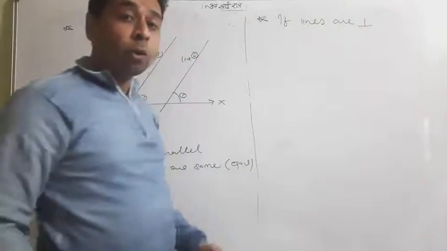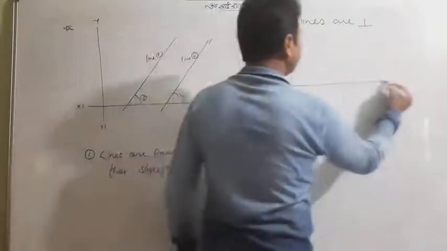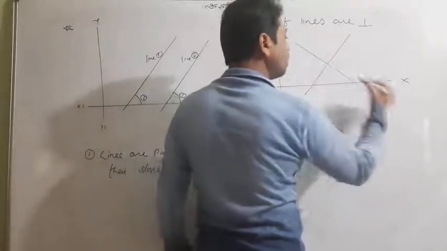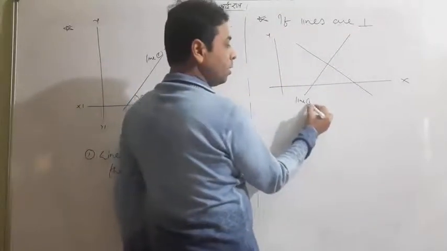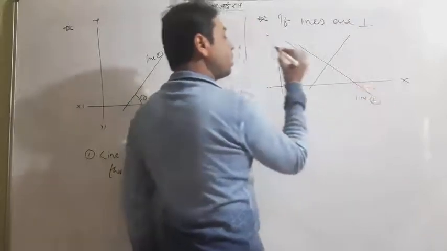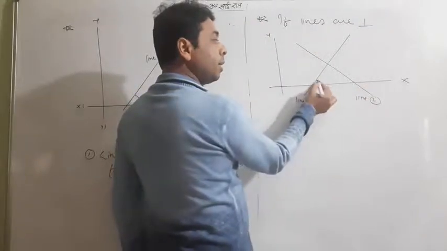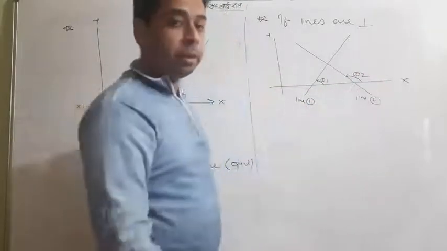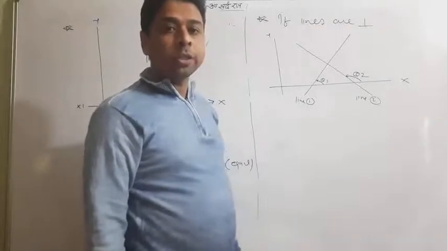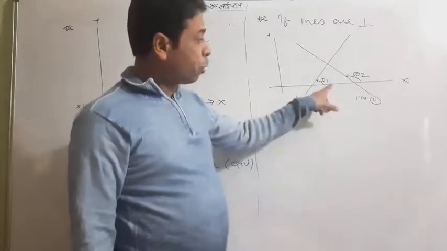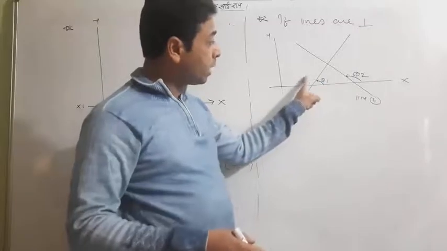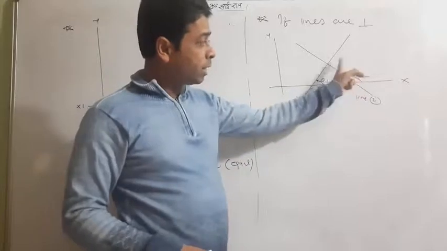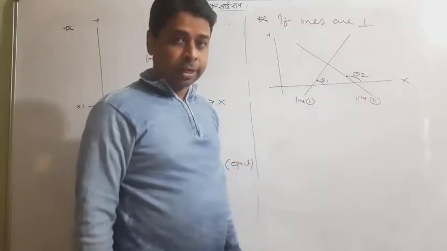The next thing: if lines are perpendicular, then what happens? Look at it, I tell you. Suppose we have the first line, this one, and the second, this one. This is line 1 and this is line 2. Suppose this angle is theta 1 and this angle is theta 2. Remember that the angle must always be taken with the positive direction of the x-axis. You cannot take this angle. You have to take this angle for the first line and this angle for the second line.